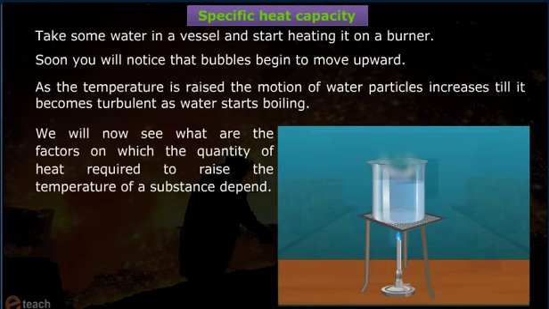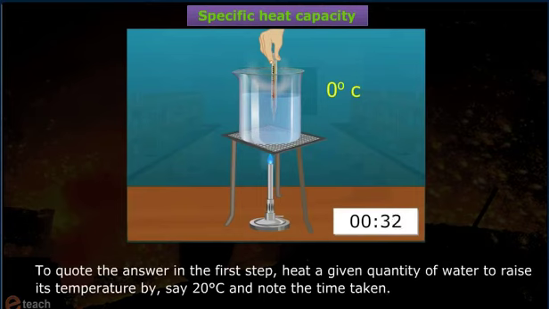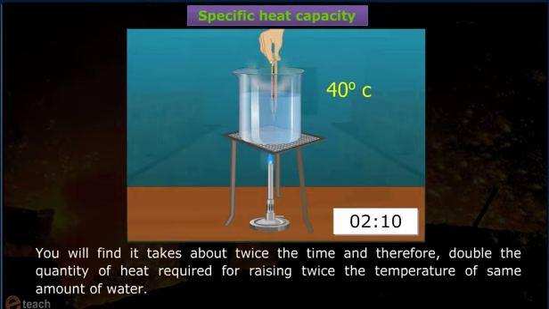We will now see what are the factors on which the quantity of heat required to raise the temperature of a substance depends. To find the answer, in the first step, heat a given quantity of water to raise its temperature by, say, 20 degrees Celsius, and note the time taken. Again, take the same amount of water and raise its temperature by 40 degrees Celsius using the same source of heat, and again note the time taken. You will find it takes about twice the time, and therefore double the quantity of heat, required for raising twice the temperature of the same amount of water.